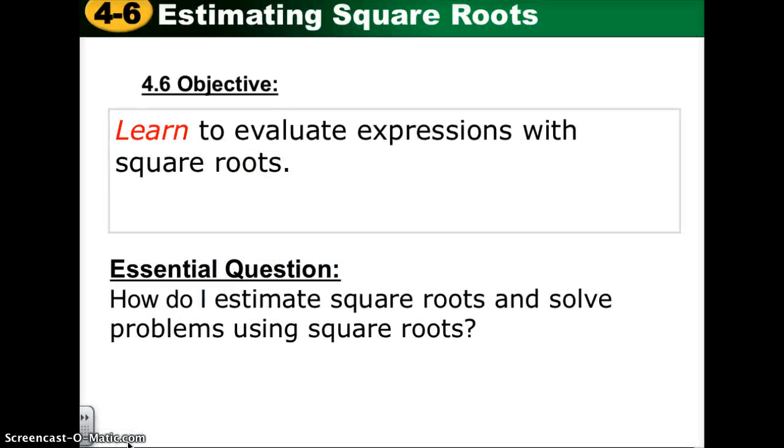Chapter 4, Lesson 6. Objective: learn to evaluate expressions with square roots. Essential question: how do I estimate square roots and solve problems using square roots?